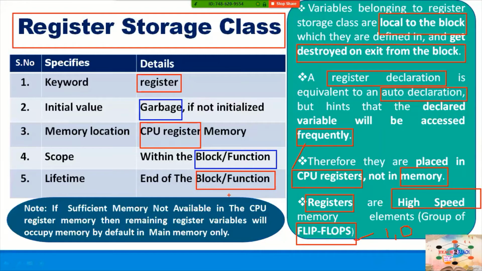Whenever register variables are declared in the program, all those variables will occupy memory within the CPU memory. If sufficient memory is not available, then register variables will be allowed to occupy memory within the main memory. That is about register storage class.